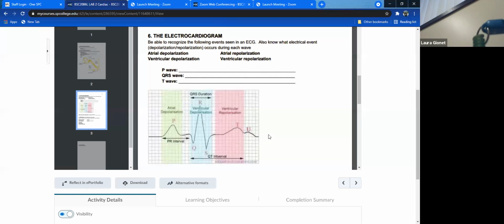All right. So one cycle is represented in this electrocardiogram where you have a P, QRS, and a T wave. And then sometimes you have a little U wave down at the end. But don't worry about the U wave right now. So it says, be able to recognize the following events seen in an EKG. Also know what electrical event, depolarization or repolarization, occurs during each wave.